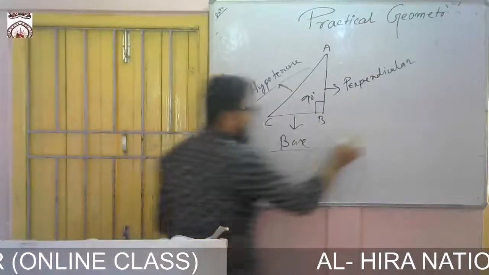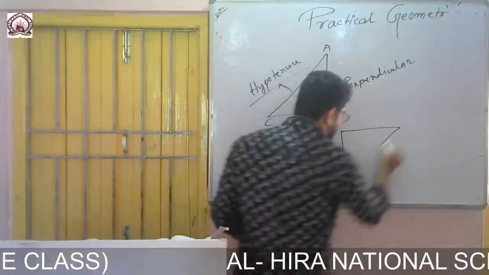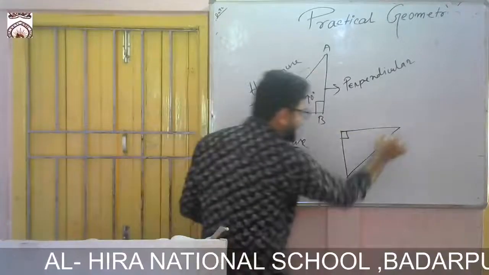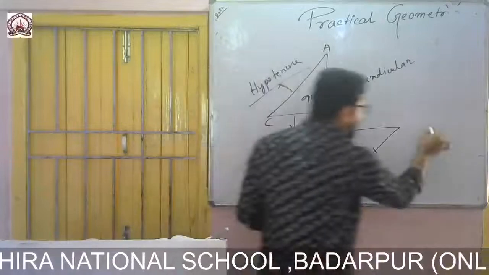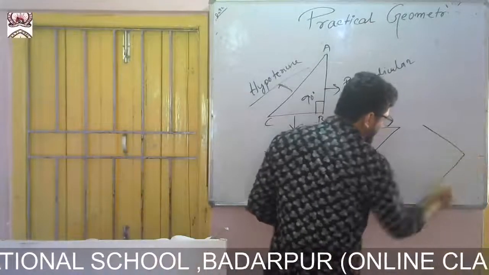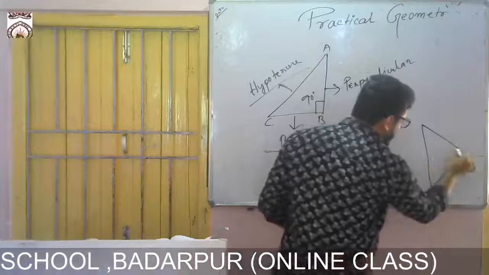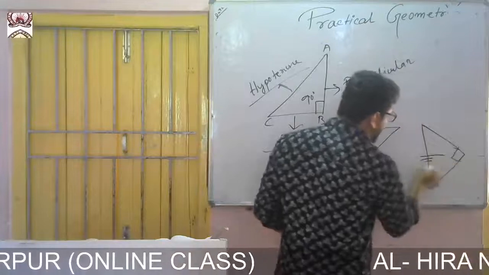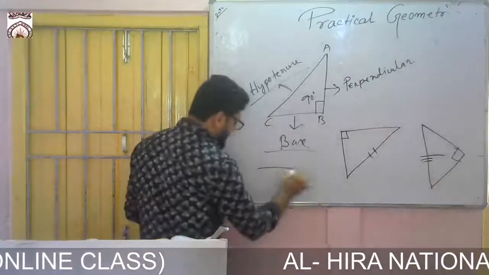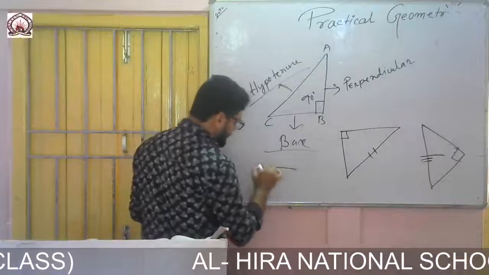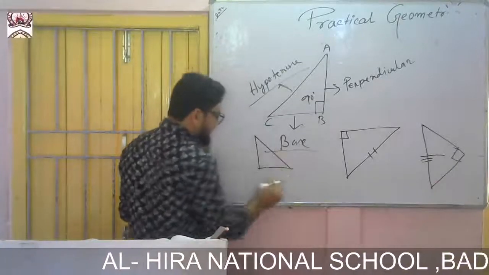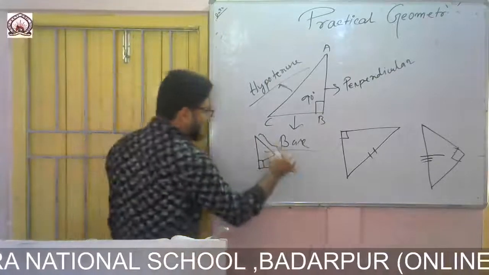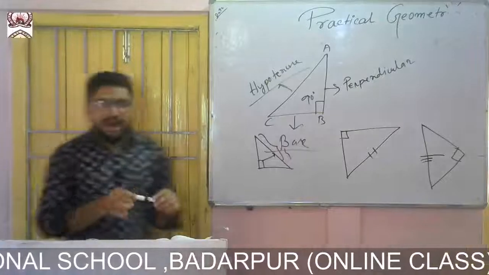So if I draw a triangle like this, this is the right angle, then the hypotenuse will obviously be this one. If I draw a triangle like this, and this is 90 degree, then the side opposite to 90 degree will be the hypotenuse. So I hope that you have understood.